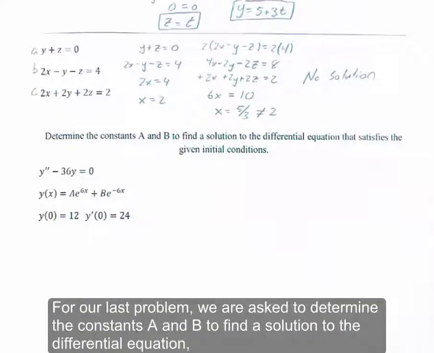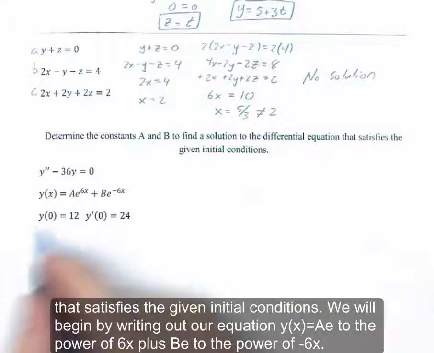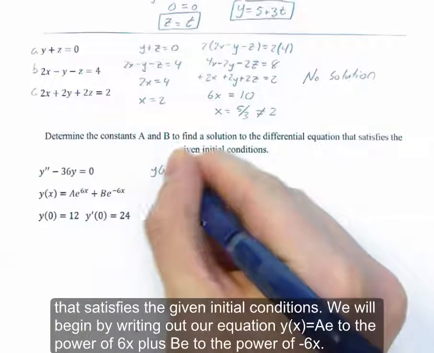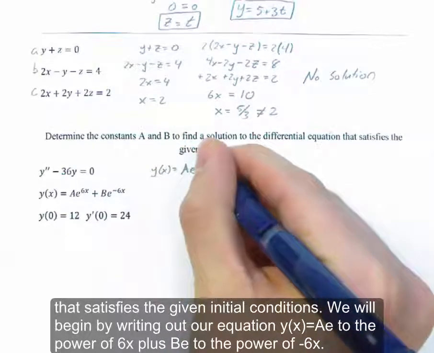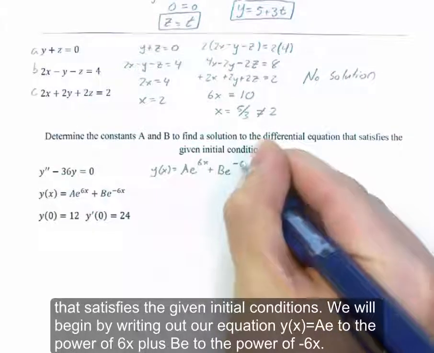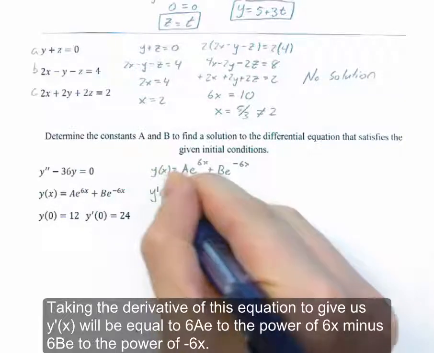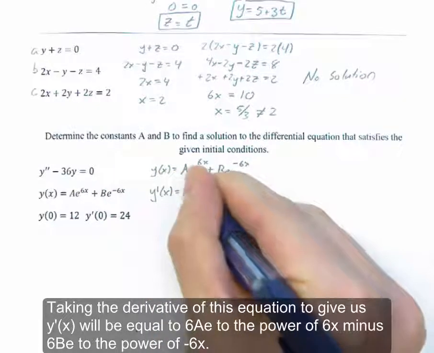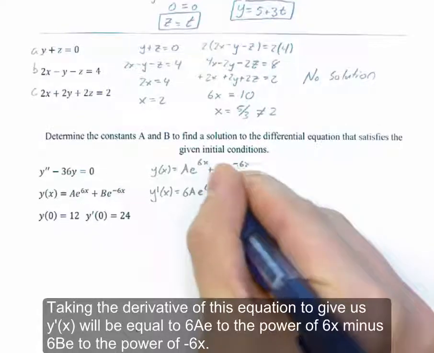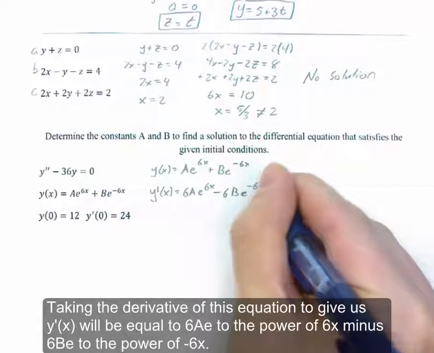For our last problem, we are asked to determine the constants a and b to find a solution to the differential equation that satisfies the given initial conditions. We will begin by writing out our equation y of x is equal to a times e to the power of 6x plus b times e to the power of negative 6x. Taking the derivative of this equation to give us y prime of x will be equal to 6 times a times e to the power of 6x minus 6 times b times e to the power of negative 6x.